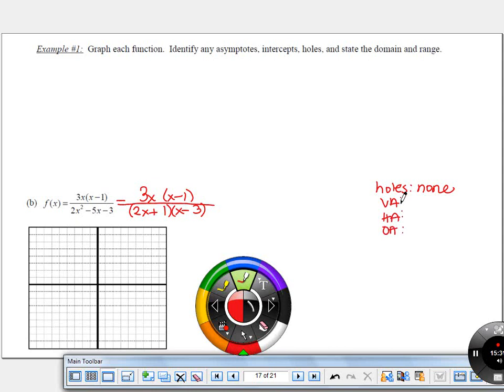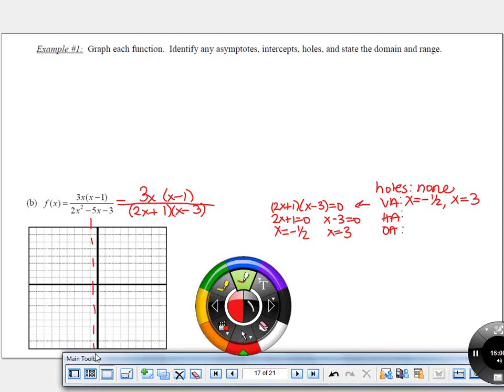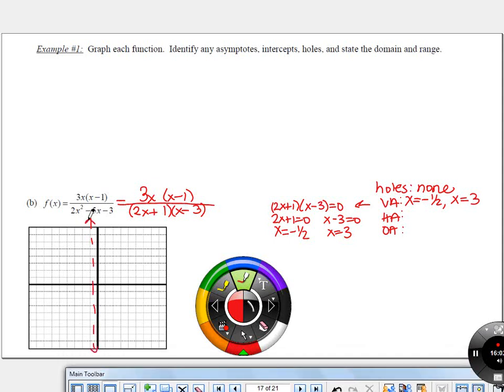For vertical asymptotes, remember what makes the denominator equal to 0? So if my denominator has the factor 2x plus 1 and x minus 3, if I set those equal to 0, I'm going to get two vertical asymptotes, one at x equals negative 1/2 and one at x equals 3. Mark those on the graph.